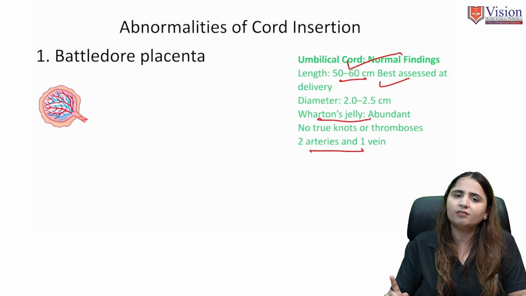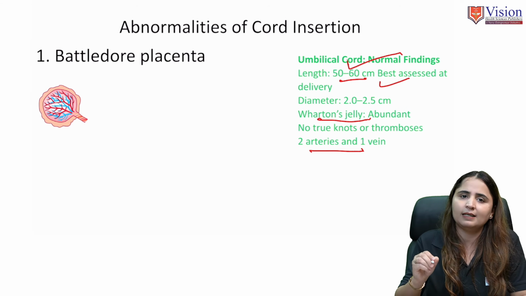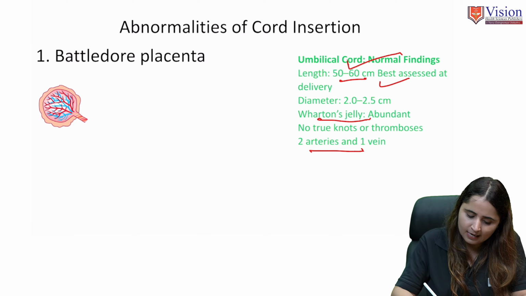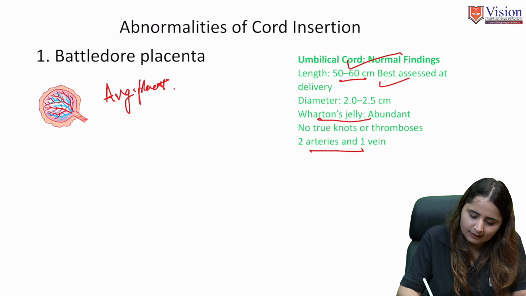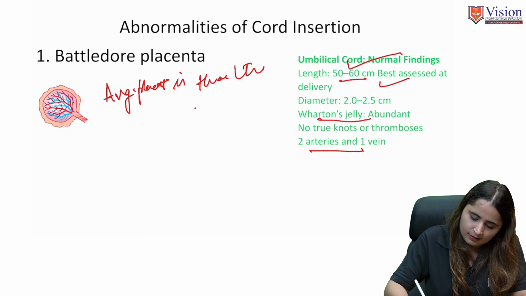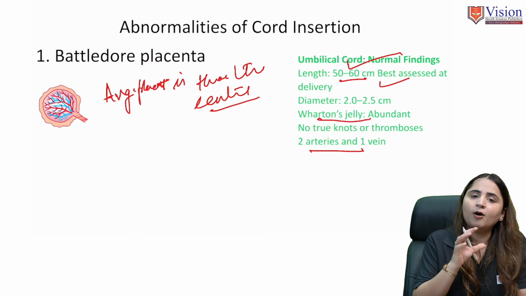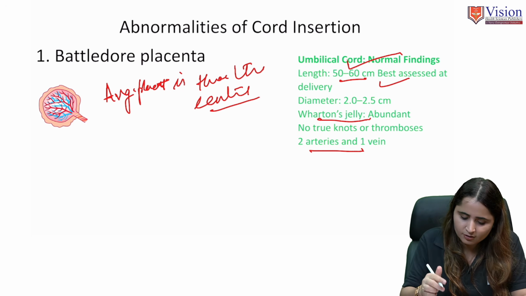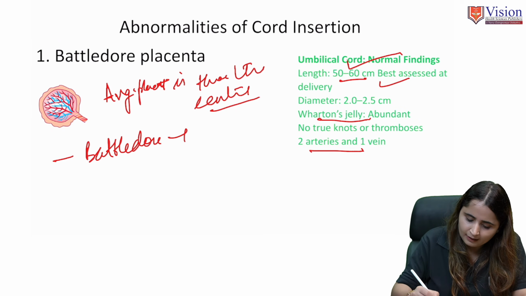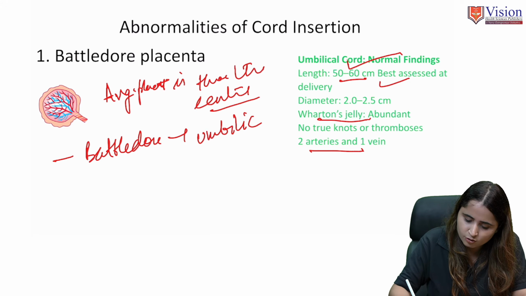So abnormality of the placenta, first is a battledore placenta. In an average, normal placenta, there is insertion of the umbilical cord through the center. So it is an abnormality of the umbilical cord insertion. In battledore, what happens is the umbilical cord is attached to the placenta by the margin.